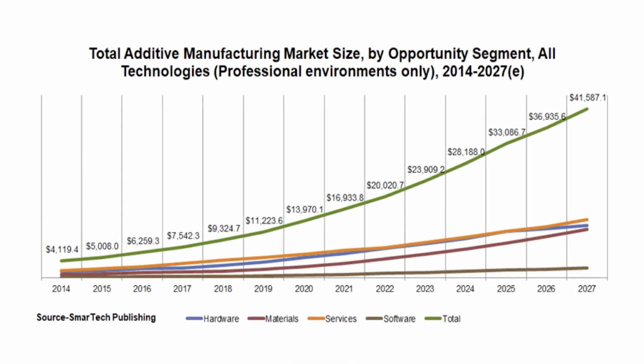If you look at the market size, they look at it in terms of hardware, materials, services, software, and then the total. So in 2014, it was a $4 billion industry. This specific source, Smart Tech Publishing, is predicting that in 2027, it will be a $40 billion industry. So that's a 10 times increase, which sounds really impressive.